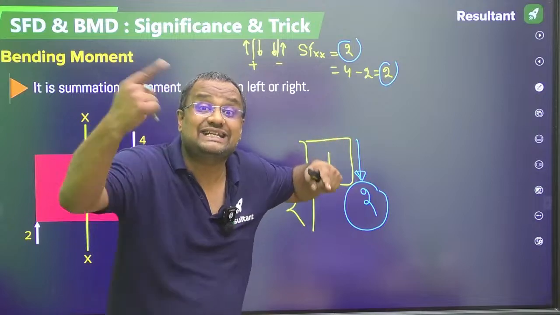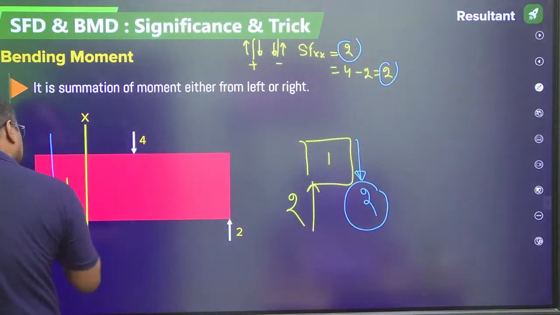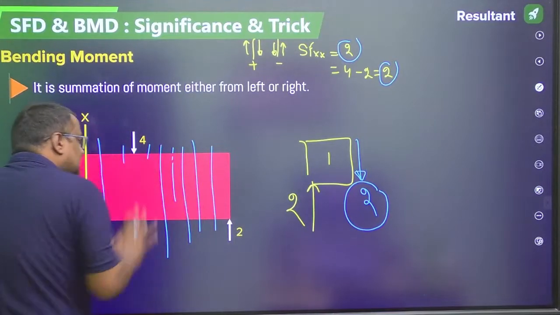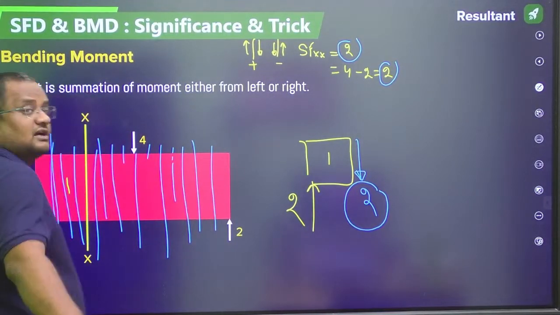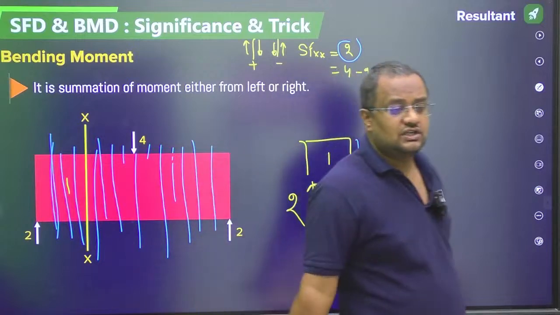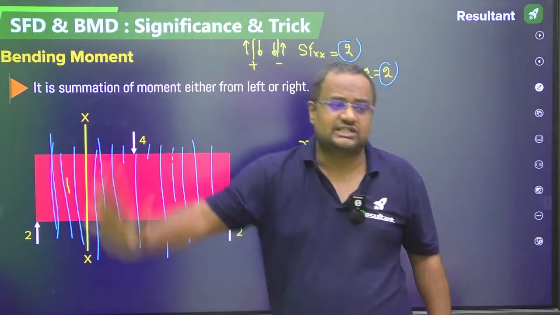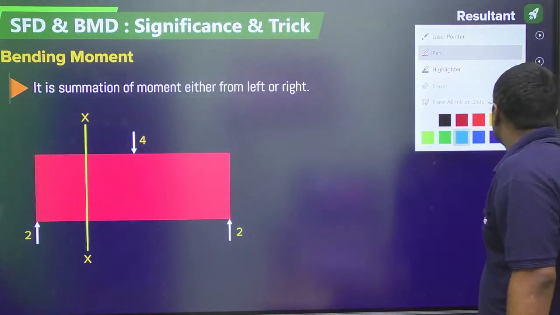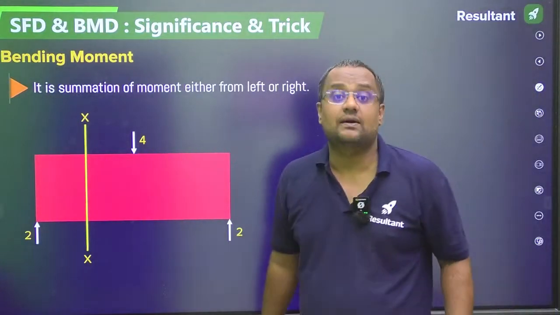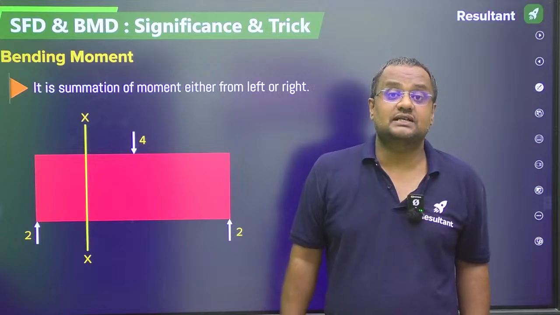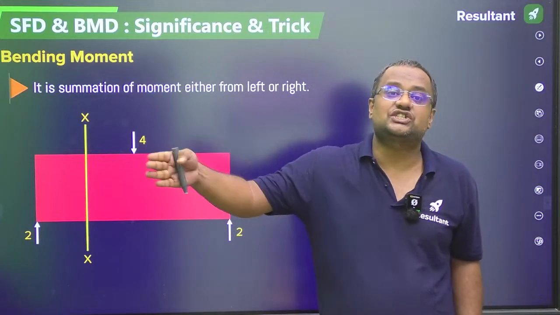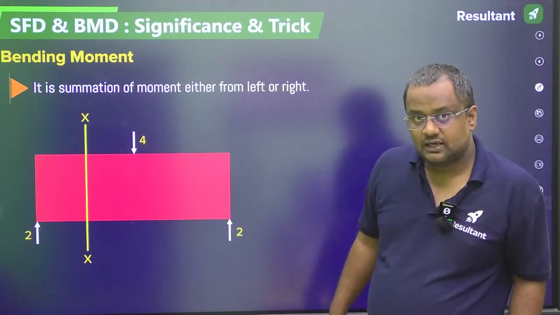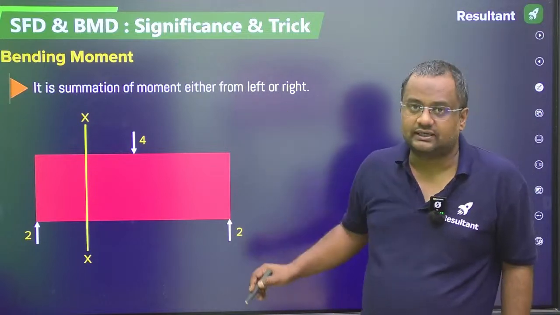And the representation of this shear force at every section, the representation of shear force in all these sections, is the shear force diagram. So what does the shear force diagram represent? Shear force value at each and every section. Now what is bending moment? Bending moment is summation of moment either from the left or right.